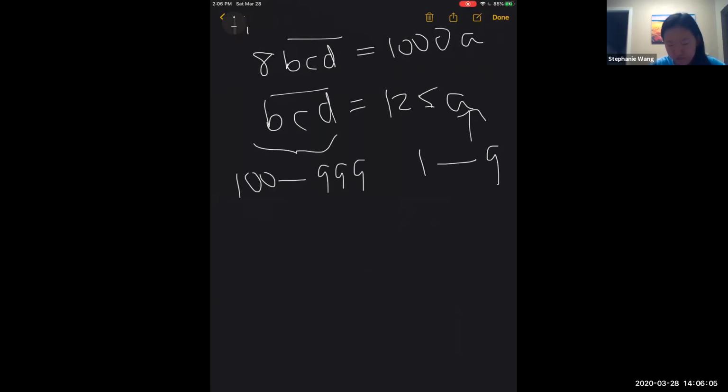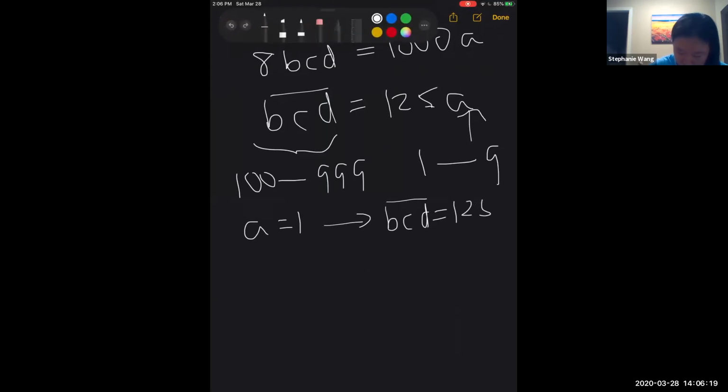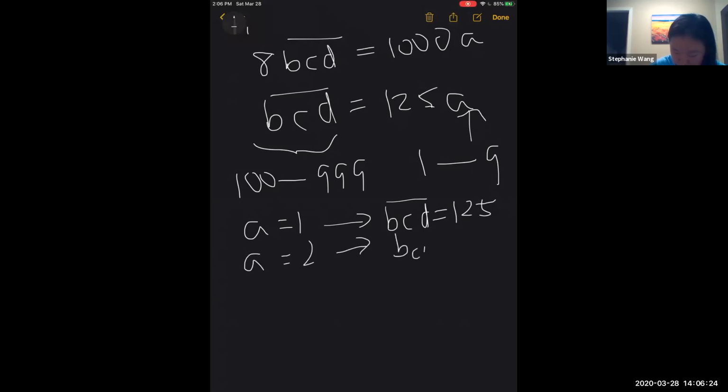So we can't have a number greater than 999 in BCD. So let's just go through the cases for A. If A equals 1, then BCD would equal 125, right? And if A equals 2, then BCD is equal to 250. And we can just keep going until we get to an A that gives a BCD that's greater than 999. And that's when we know that we have to stop.